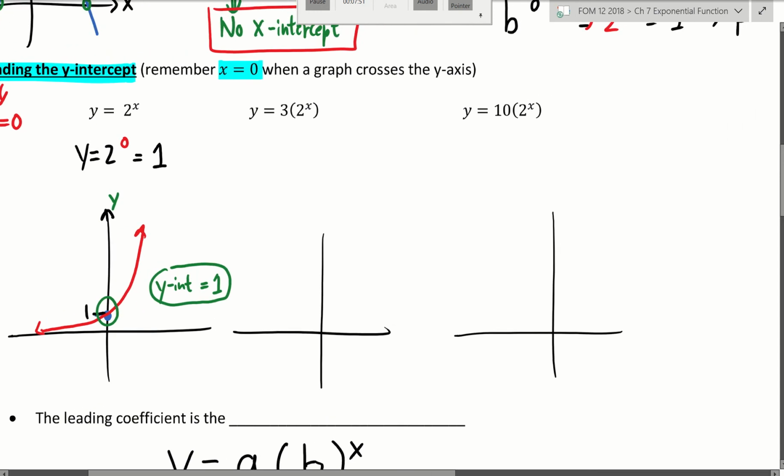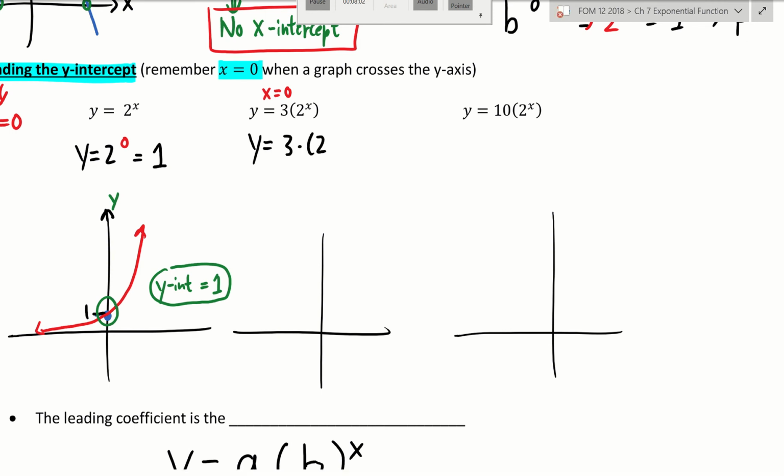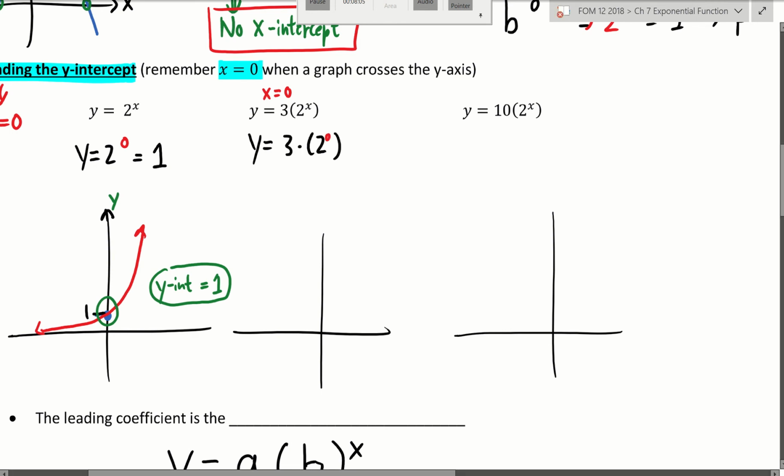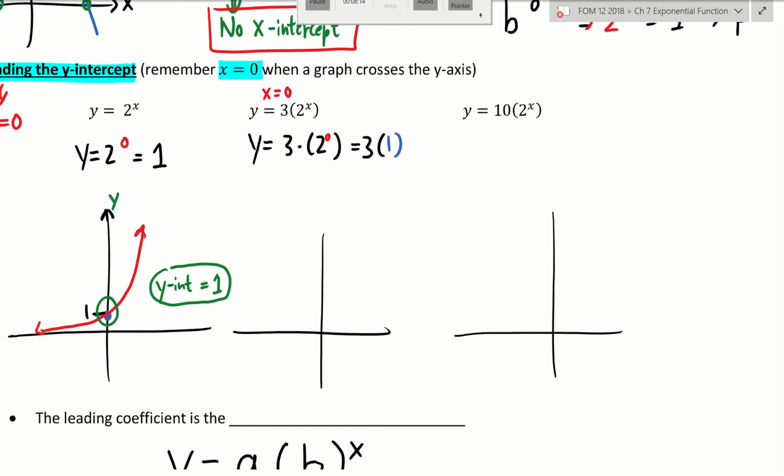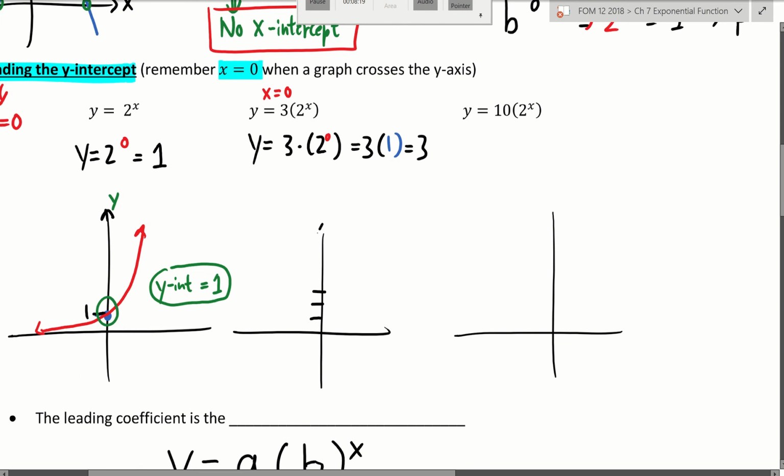All right, now let's look at the next one and see what happens. Again, we're going to set x equal to 0. If you want the y-intercept, set x equal to 0. So y is equal to 3 times 2 to the power of 0. But 2 to the power of 0 is 1, so that becomes 3 times 1, which is 3. So that means the y-intercept for this function is going to be at 3. So the graph starts off like this, crossing 3, and goes up really fast.